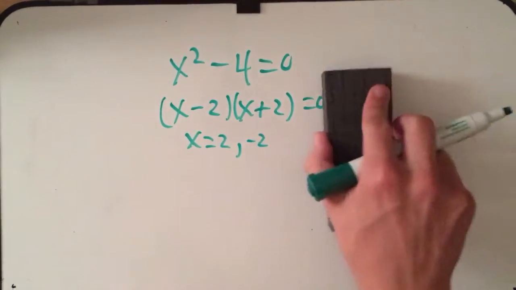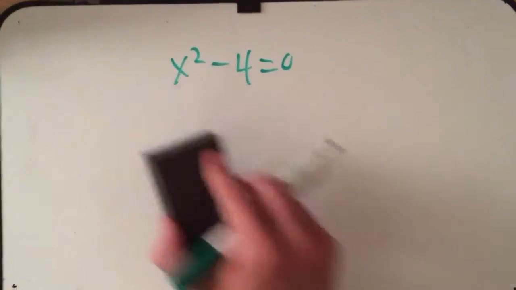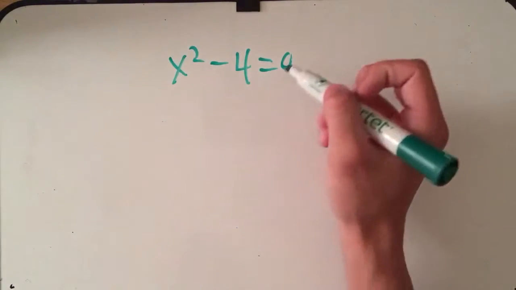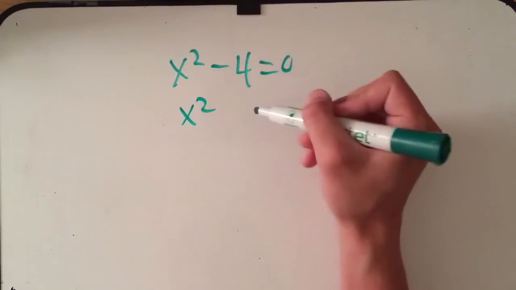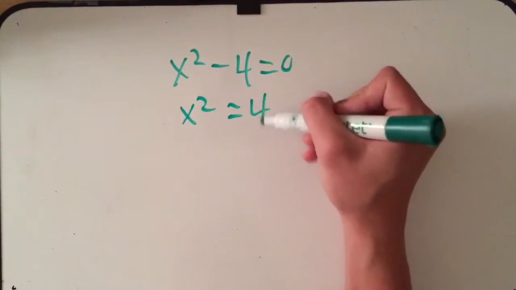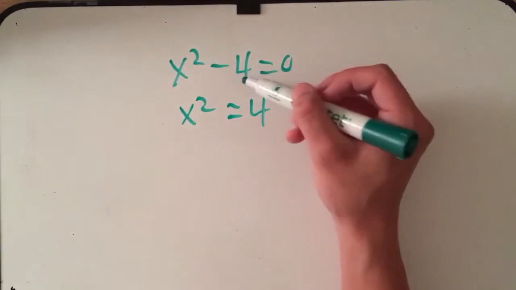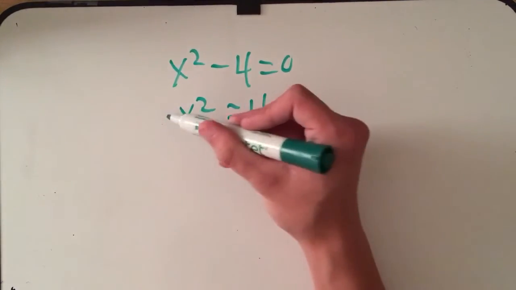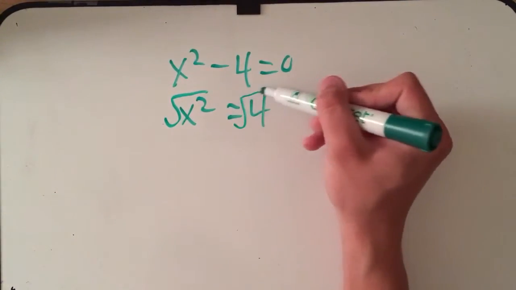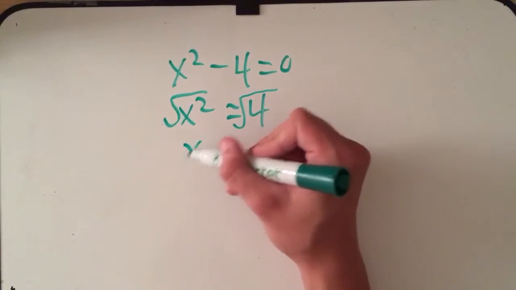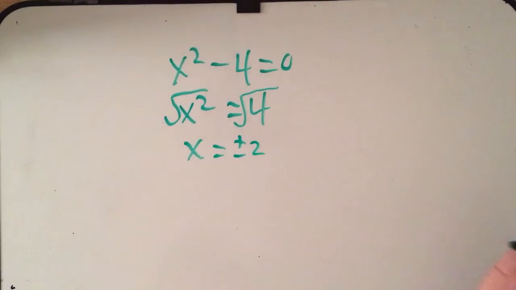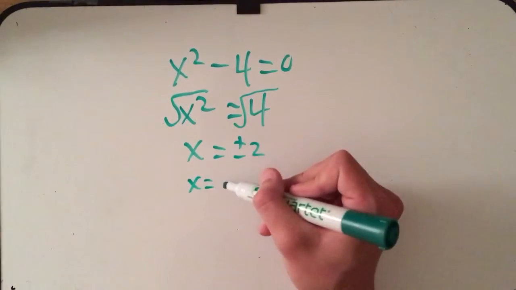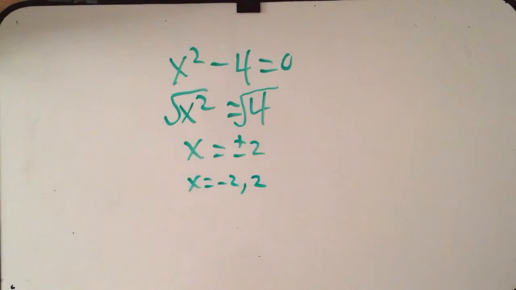Or what you could have done, it's a little bit of a shortcut. So you know that you have this right here. So what you do is x squared equals 4. So I added 4 on both sides. And then all I do is square root it. That'll give you x equals plus or minus 2. So x equals negative 2 and 2. Kind of a cool little shortcut there.